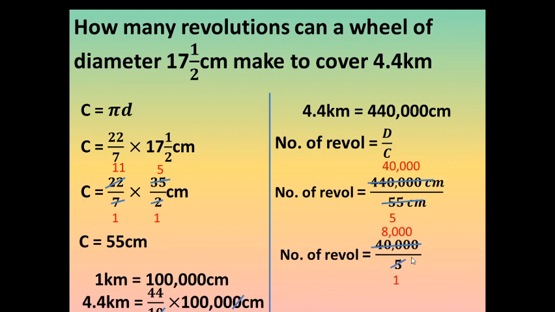So how many times did the wheel turn to cover a distance of 4.4 kilometers? The number of times is the same as the number of revolutions, giving us 8,000 revolutions, or 8,000 turns. The number of times it moves is called either the turns or the number of revolutions.